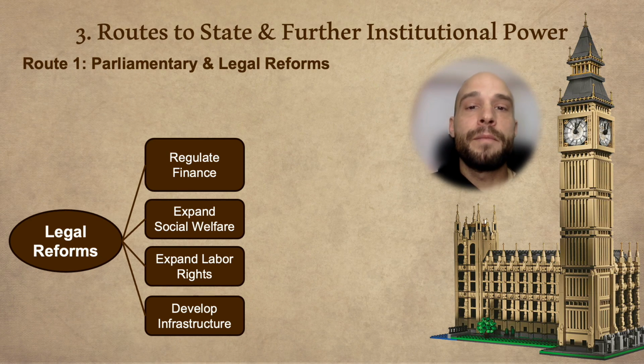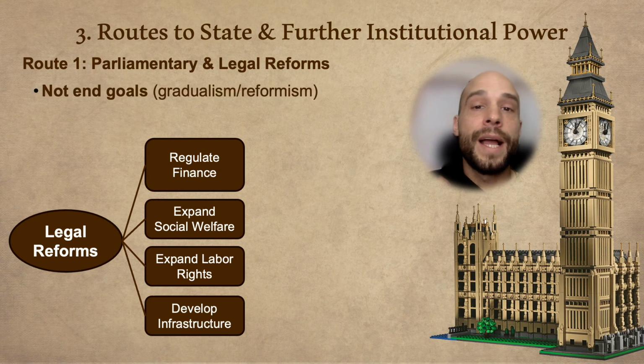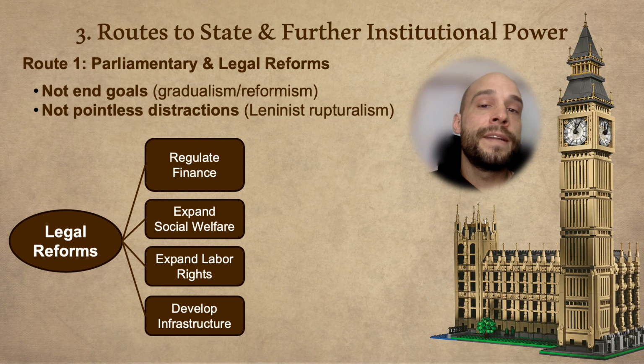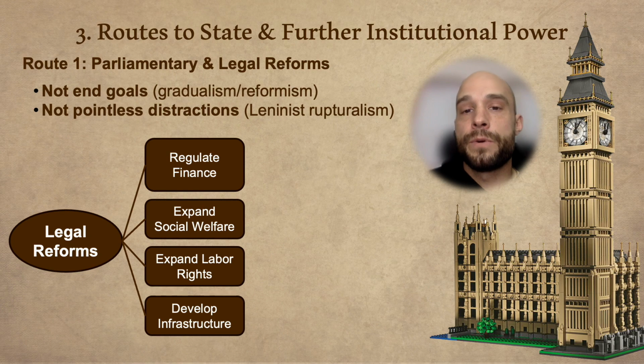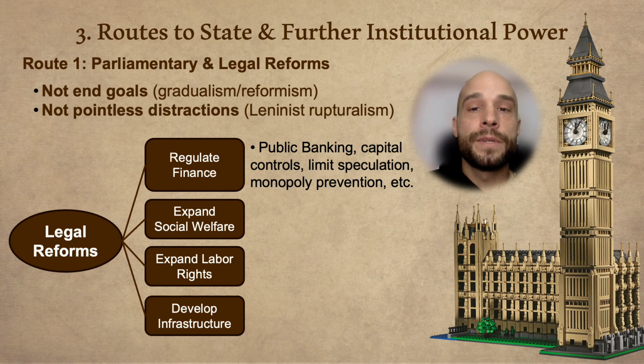This path does not bypass the working class or the need for class consciousness and organizational power. Rather, it builds on these foundations to gradually extend workers' influence within state structures. So reforms are not the end goal, as the gradualists suggest, and they're not distractions, as Leninist rupturalism claims. They're means of mediating capitalism towards social control by the working class. Through parliaments, legal systems, and constitutional processes, the working class can achieve practical gains that prepare the way for a worker state.